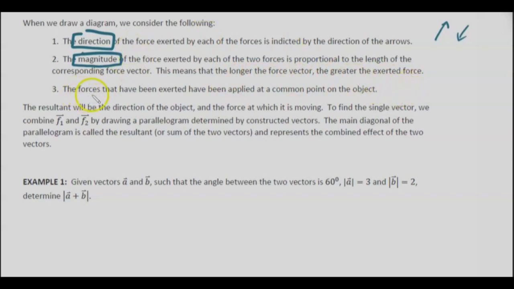The forces that have been exerted have been applied at a common point on the object. That's the assumption. The resultant will be the direction of the object and the force at which it is moving. So the resultant is, of course, a vector as well. It's going to have a direction and a magnitude. To find the single vector, we combine F1, the first force, and F2, the second force, by drawing a parallelogram determined by the constructed vectors. The main diagonal of the parallelogram is called the resultant, or the sum of the two vectors, and represents the combined effect of the two vectors.